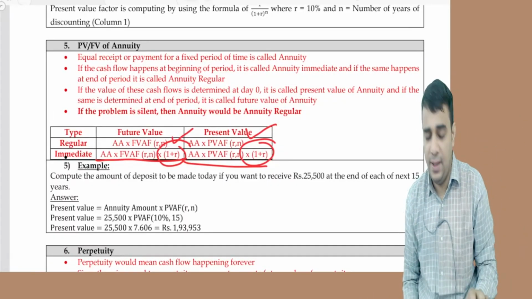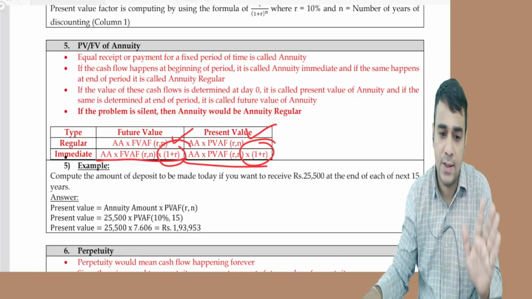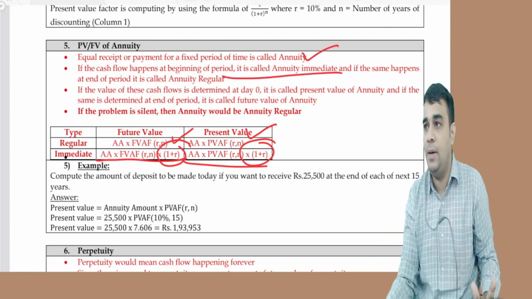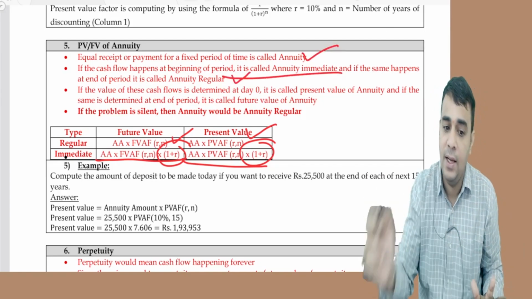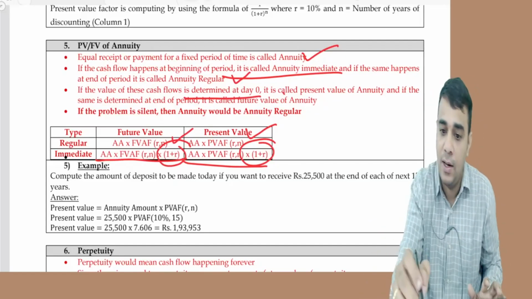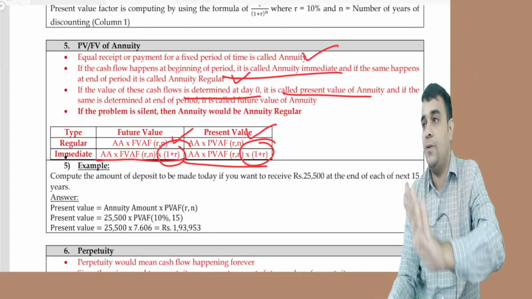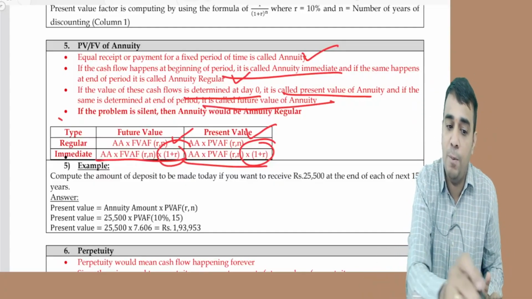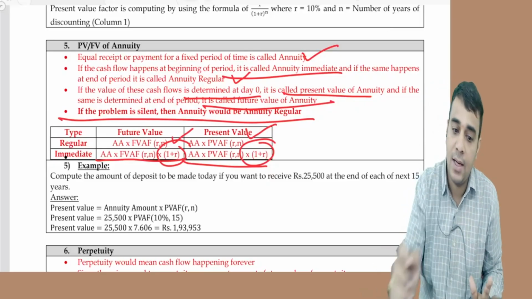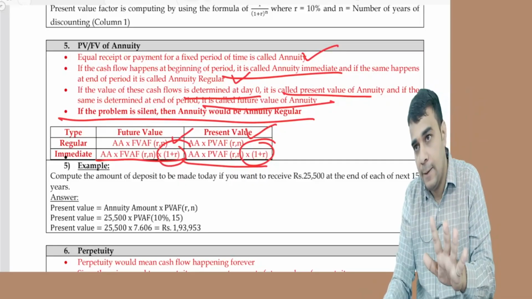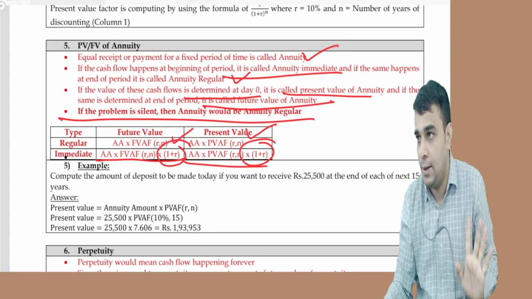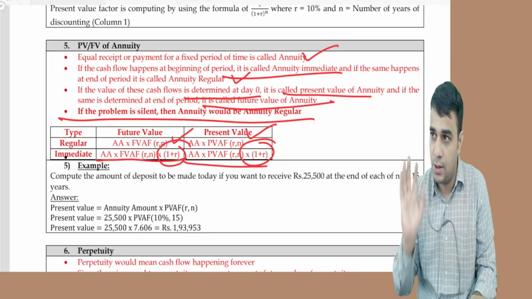We have learned annuity: equal receipt or payment for a fixed period of time. If the cash flow happens at the beginning of the period, it's called annuity immediate. Happens at the end of the period, it's called annuity regular. If the value is determined at day 0, it's called present value. Value determined at the end of the period is called future value. If the problem is silent, it will be called annuity regular. Regular into present value annuity factor, immediate into 1 plus r. Any doubts till this? Okay.